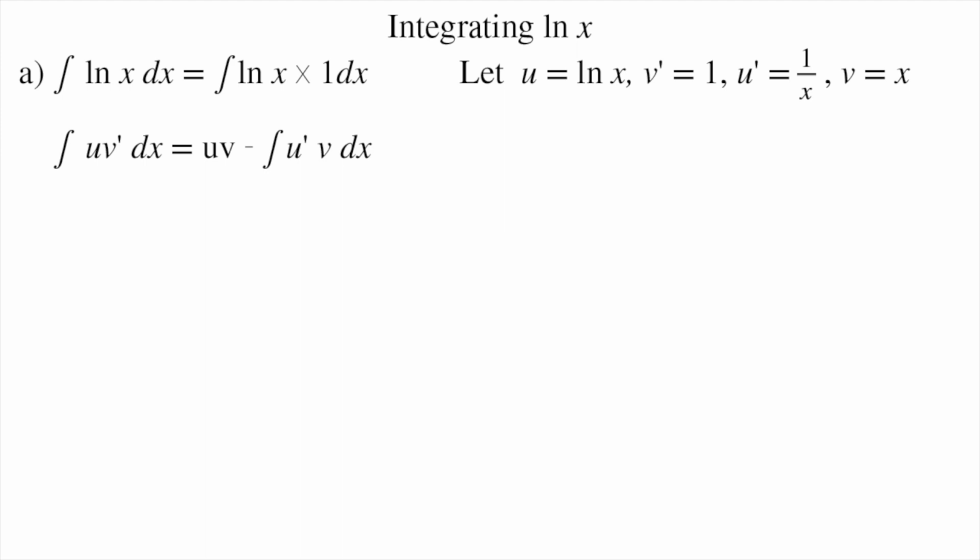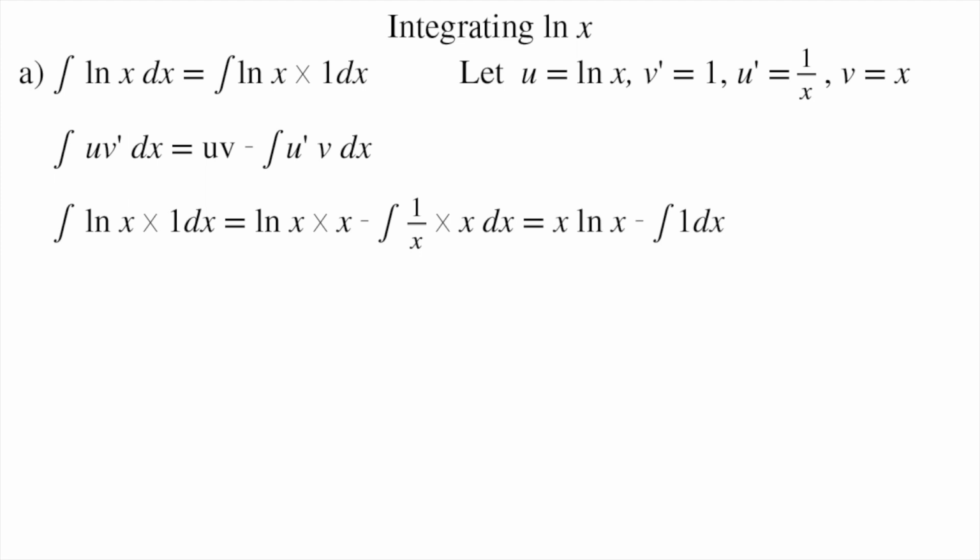If we substitute what we have for u, v, u' and v' in this example, then we get that the integral of ln x times 1 with respect to x is equal to ln x times x minus the integral of 1 over x times x with respect to x, which is equal to x times ln x minus the integral of 1 with respect to x, since the x's here cancel. That leaves us with x times ln x minus x plus some constant of integration, which we put in now that we've finished the integrating.